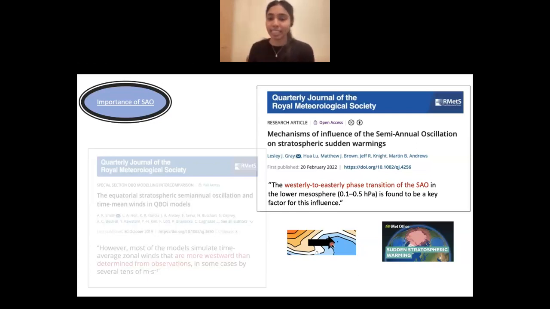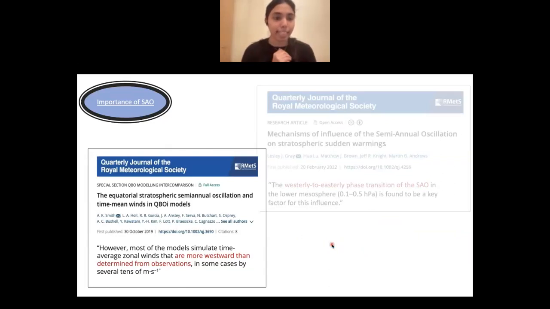But the issue here is that in this paper by Anne Smith, she has shown that most of the climate models have an easterly bias, which makes our life difficult because if the models have an easterly bias, it affects the transition timing and it can further affect the sudden stratospheric warming timings and all those things. So what I basically tried to do is see why this easterly bias in the climate models is present and try to understand how we can at least reduce the biases in the climate models so we can get a better representation of the SAO in the models.